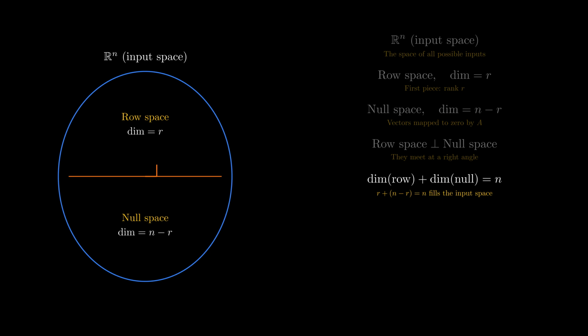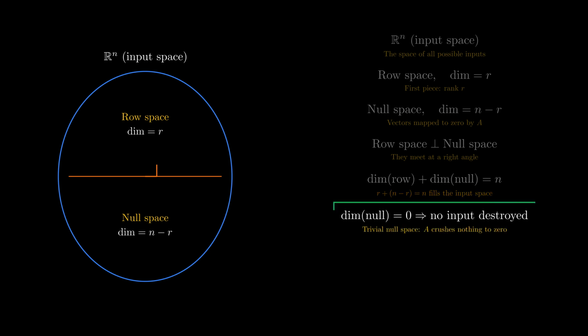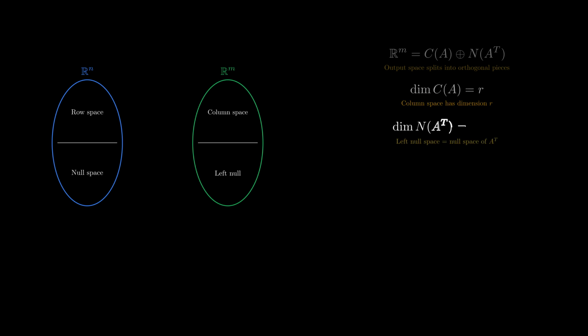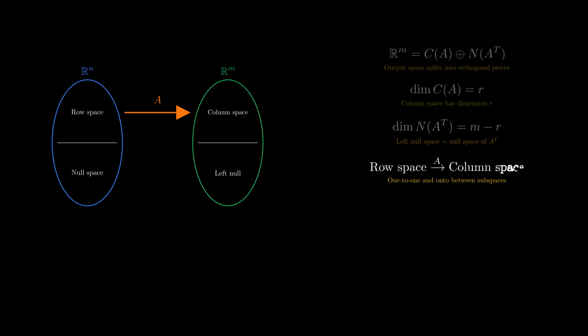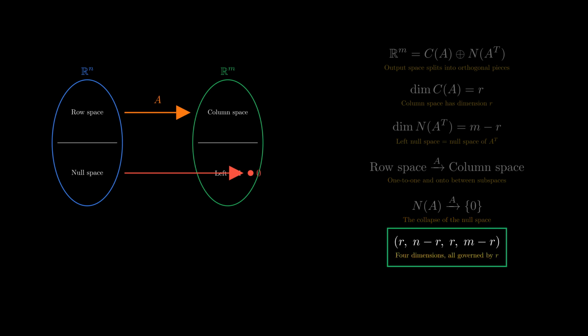The null space holds every vector that A crushes to 0. So when that null space shrinks to nothing, no input is destroyed. On the output side sits R^m. It also splits into 2 orthogonal pieces: the column space with dimension r and the left null space with dimension m minus r. The left null space is just the null space of A transpose. The matrix A maps the row space directly onto the column space, while it sends the entire null space to a single point, 0. The dimensions of all 4 spaces are governed by that one number, r.